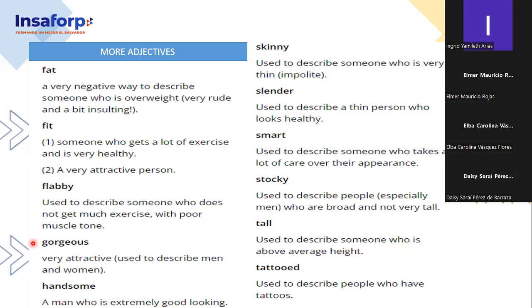Used to describe men and women. This is the word that I guess Mayra was asking about, gorgeous. Gorgeous is a word that we are going to use when we want to describe a man or a woman's appearance, and we want to say that it is very attractive or something like that, okay? What about handsome? Handsome is always going to be used for a man who is extremely good looking.